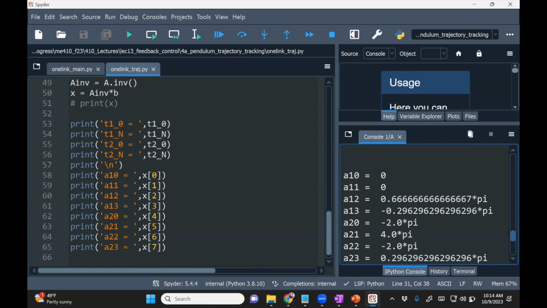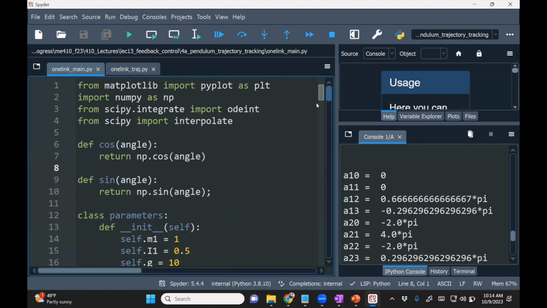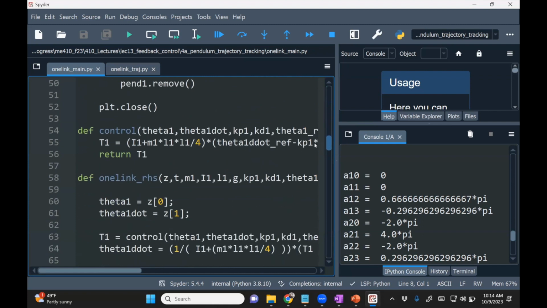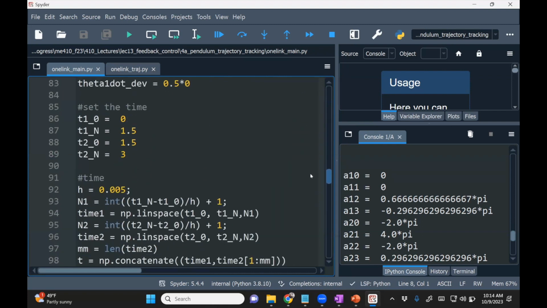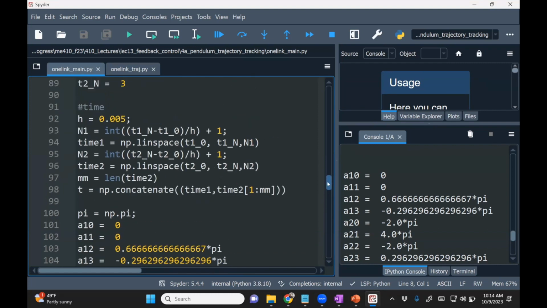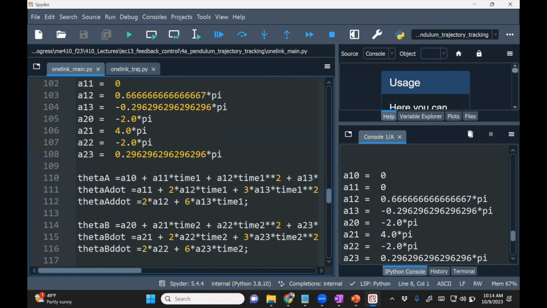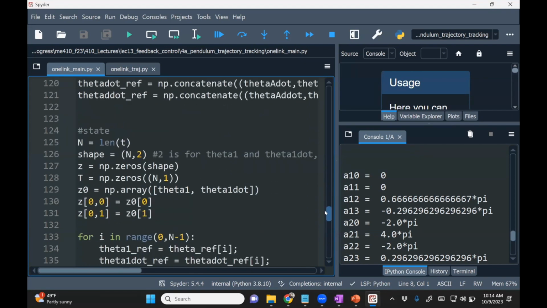It gives you all the constants basically. Those constants are copy pasted in here somewhere. They should be right here. All the constants are here. This part generates the trajectory. So you'll see theta A is the first part, theta B is the second part. And so that's generated.